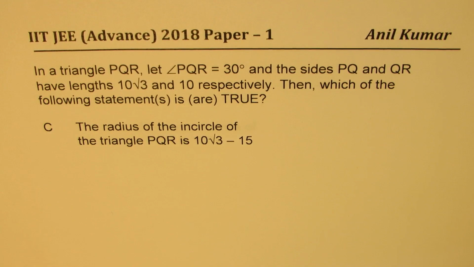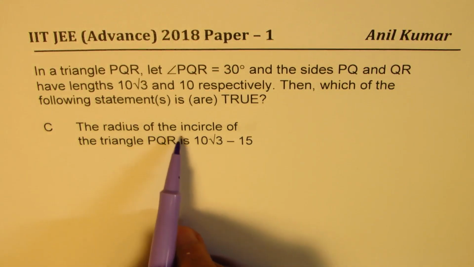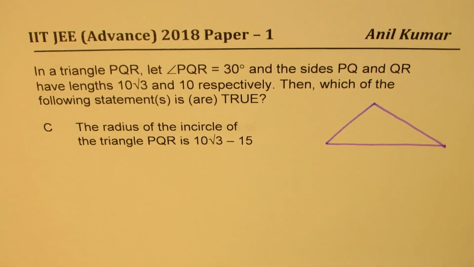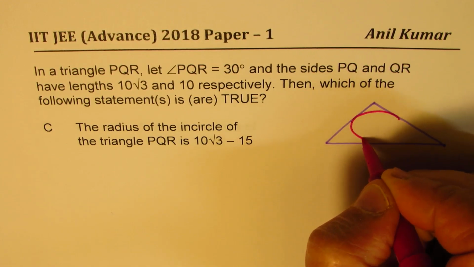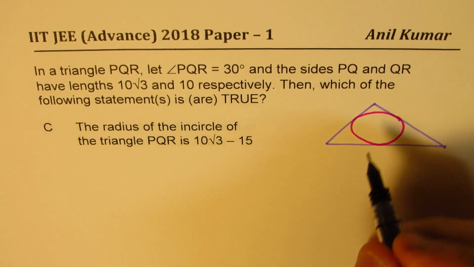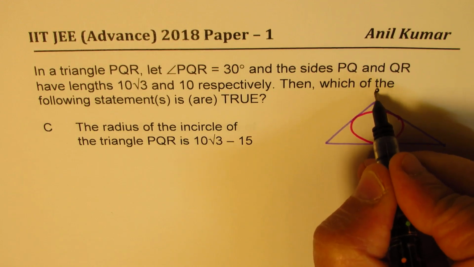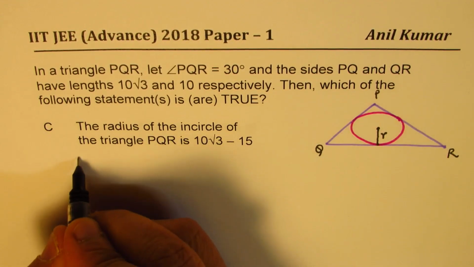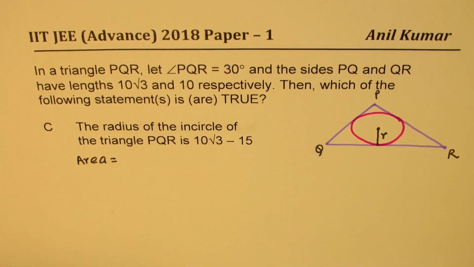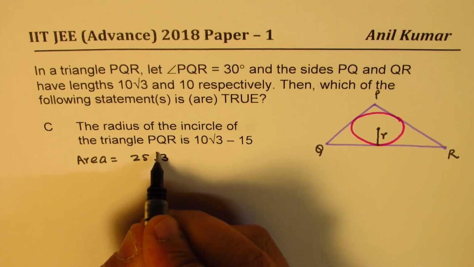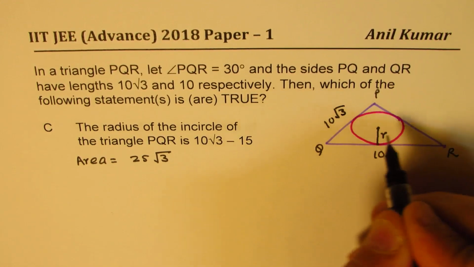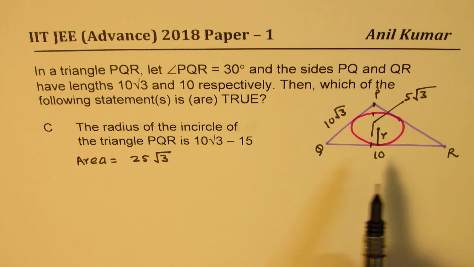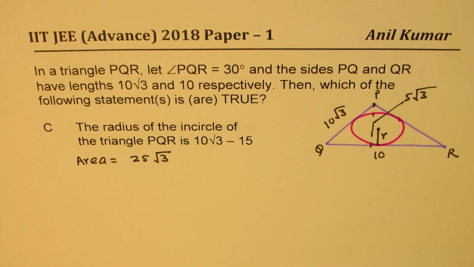In the triangle PQR, the same question. We need to find the radius of the incircle of the triangle PQR, and then we have to match, right? So basically, what we have is this triangle, which is not drawn to the scale. We are looking for the radius of this circle, R, right? Now, how is radius related? We actually found the area, right? We found the area just now as, I think it was 25 square root 3, right? So it was half of 10 times 5 square root 3, right? Correct. So half base into height, 25 square root 3, was our area, correct.